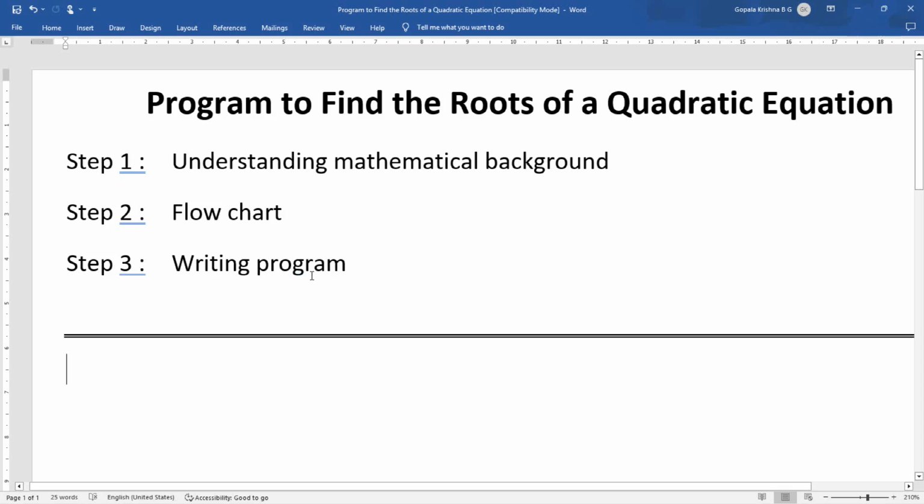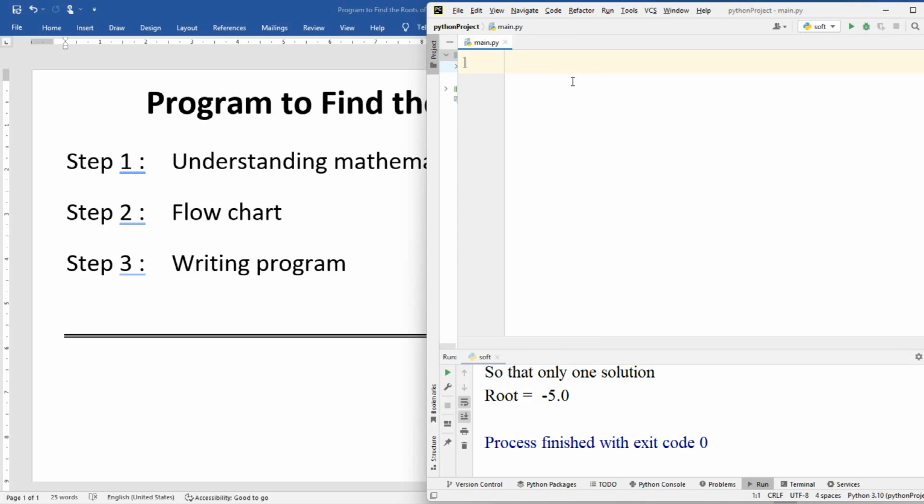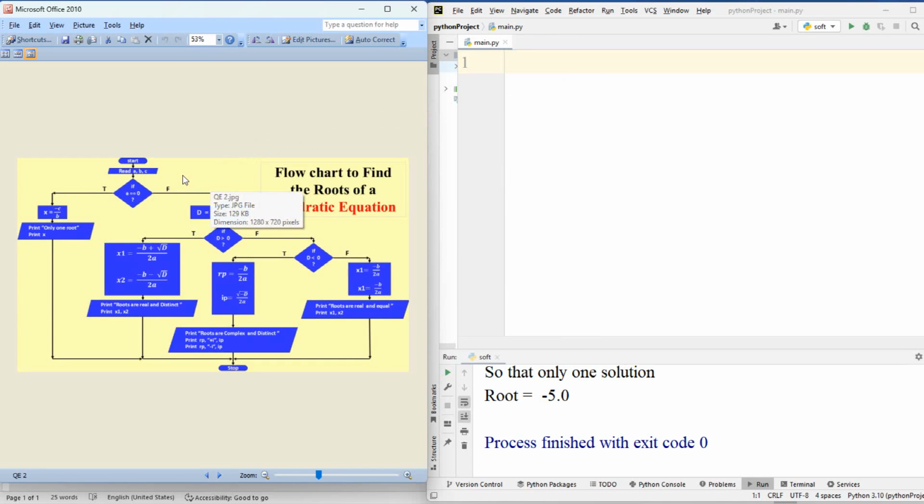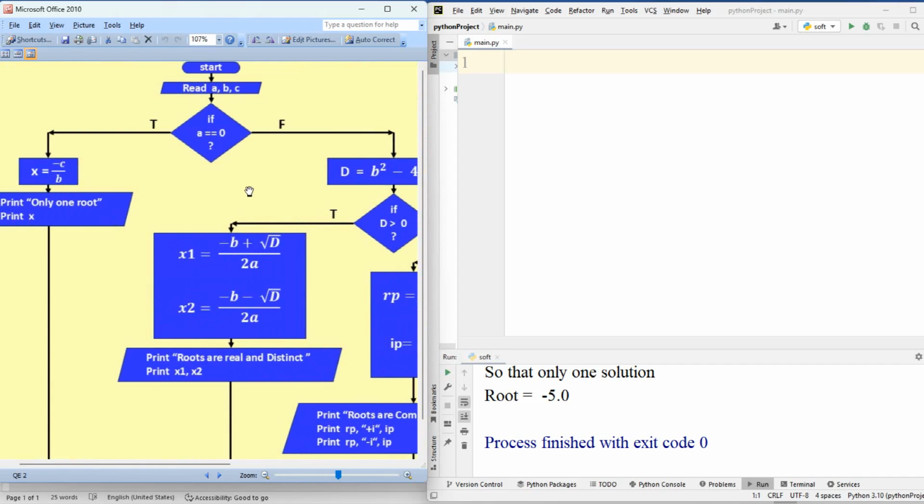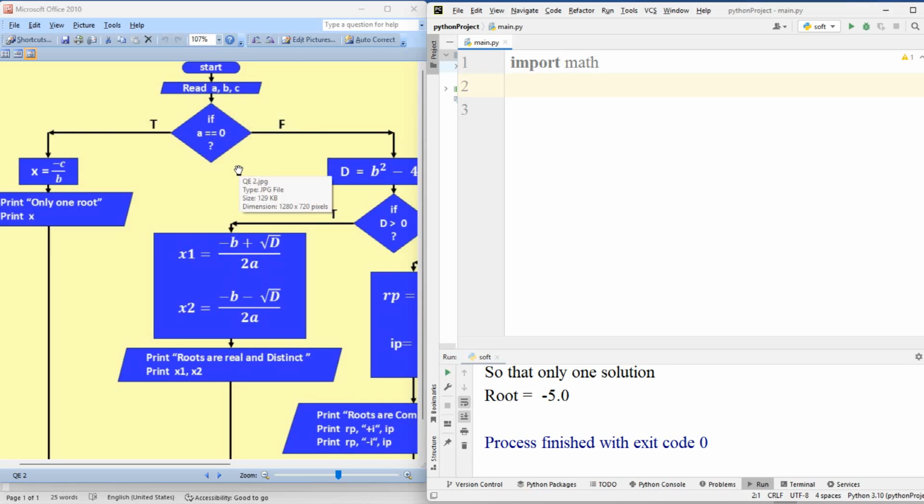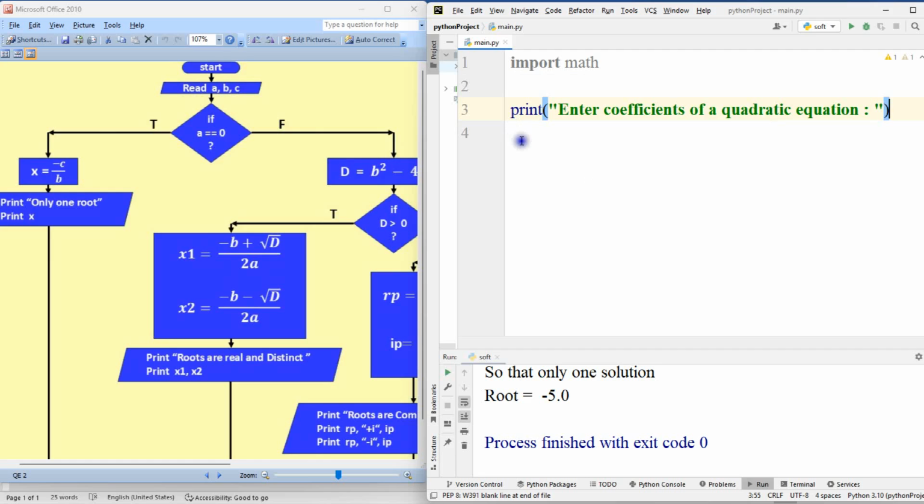Let us write this program using Python. This is Python. Let us follow the flowchart. Flowchart is like this. First thing is, in this example we have to find the square root of a number, so let us import a package math. Next thing is, let us start from the beginning of the flowchart. First step is read the values of a, b and c, so through the print statement let us request the user to enter coefficients of a quadratic equation.